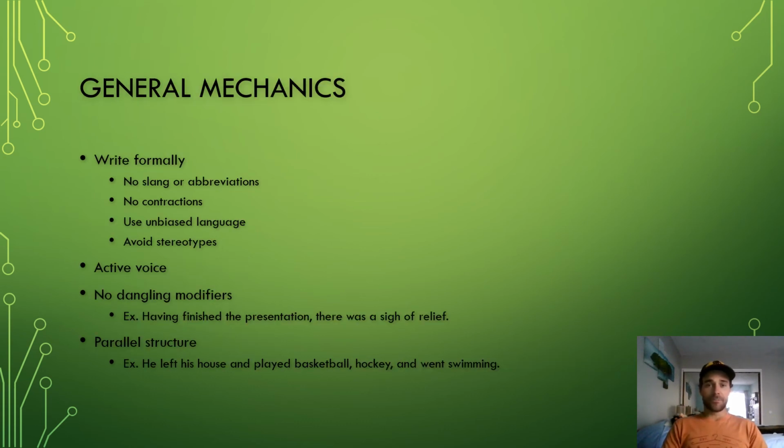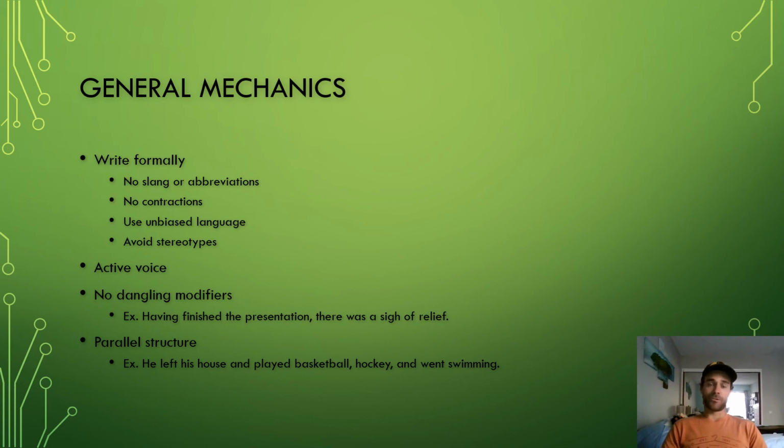Lastly, just some general APA mechanics. Typically when we are writing papers, we want to make sure that we are writing formally. What that means is that you do not want to use slang or abbreviations. Do not use contractions. Instead of writing don't, write do not. Instead of writing shouldn't, write should not. This is more formal and also is going to add to your word count. So it is going to be beneficial in that regard as well.